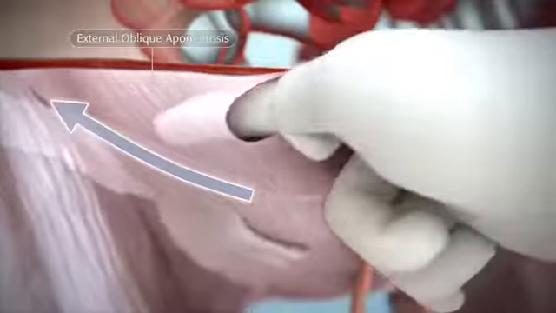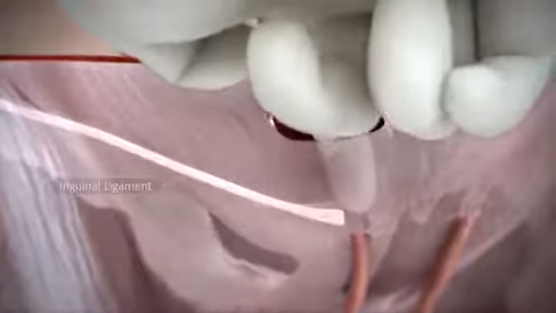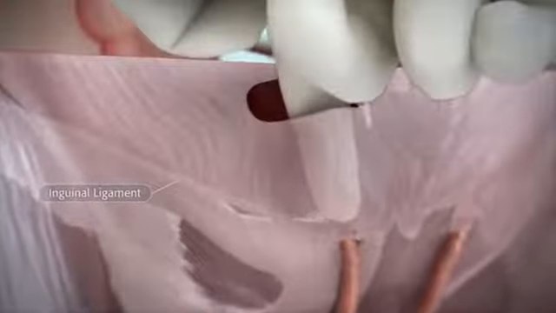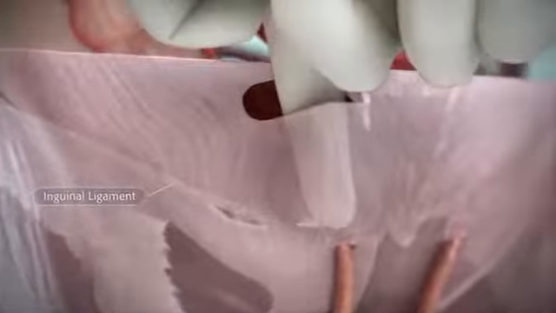Digitally dissect the space underneath the external oblique aponeurosis, sweeping laterally and cranially up the superior iliac spine, and then medially down the inguinal ligament to the pubic bone. This completes this step of the procedure and provides access to the posterior wall of the inguinal canal.